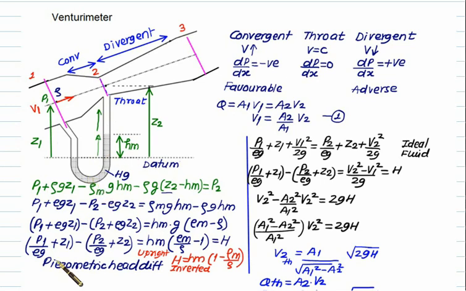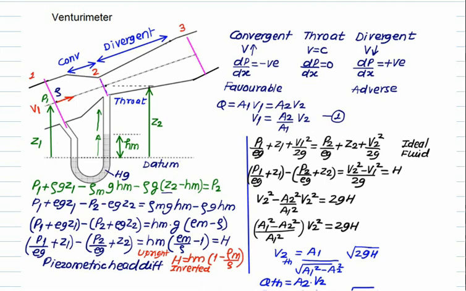And this piezometric head is given as P1 by rho g plus Z1 minus P2 by rho g plus Z2. If it is upright, in that case you have to use rho m by rho minus 1 equal to h, that is this position. That is, the manometric fluid is heavier than the fluid flowing through the pipe. You have to use this equation, and sometimes you have to use the inverted when the manometric fluid is lighter as compared to the working fluid rho. That time you have to take this value of capital H equal to hm into 1 minus rho m by rho. This discussion already we have done in the case of static.